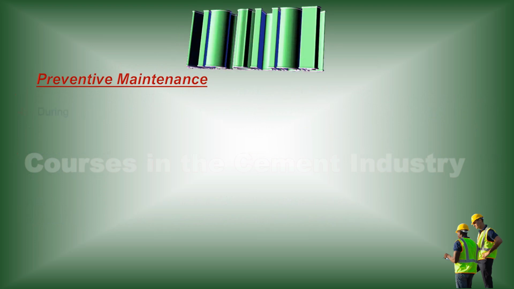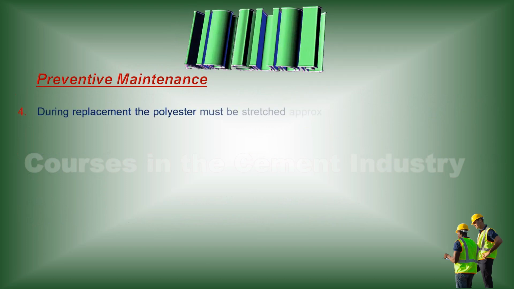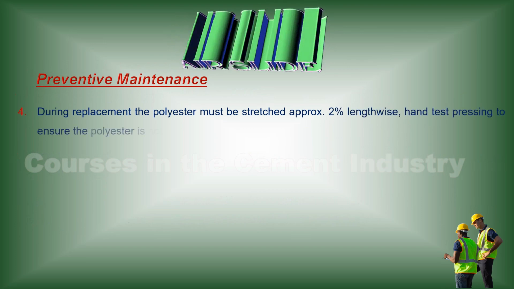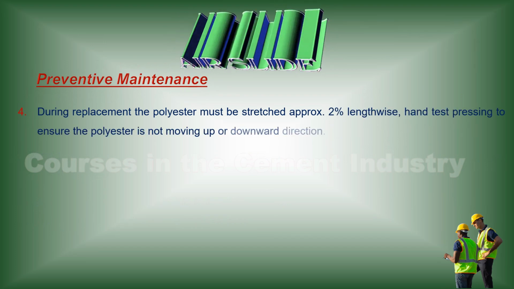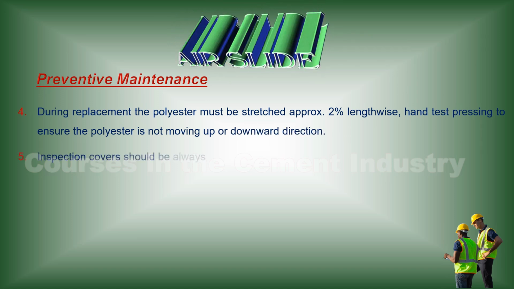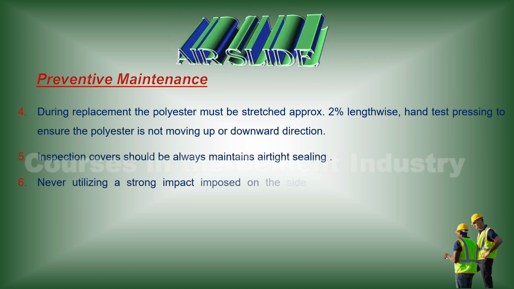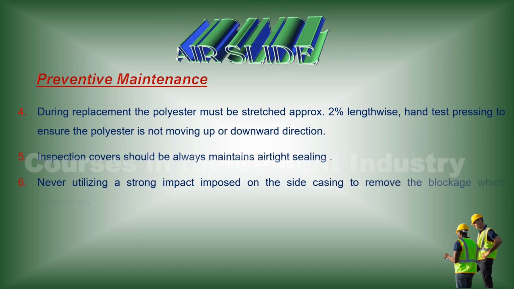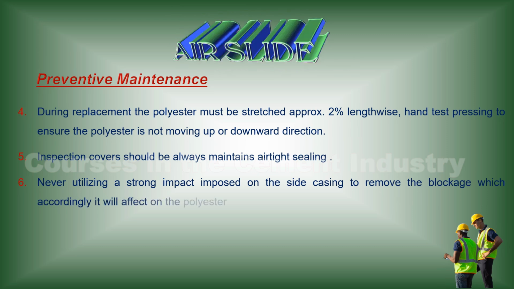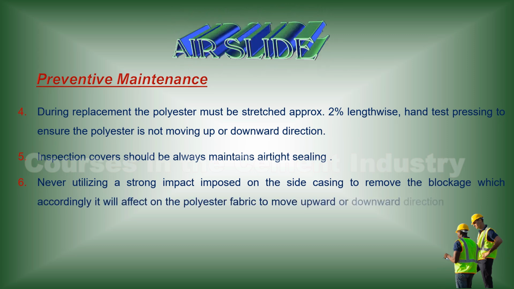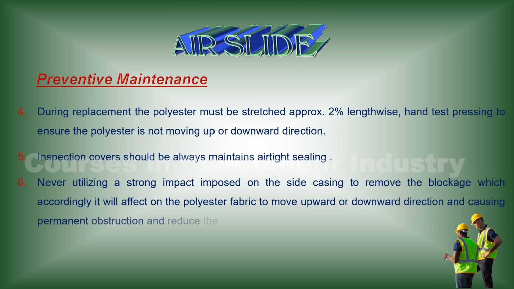4. During replacement, the polyester must be stretched approximately 2% lengthwise, with a hand test pressing to ensure the polyester is not moving in an upward or downward direction. 5. Inspection covers should always maintain airtight sealing. 6. Never use a strong impact on the side casing to remove a blockage, as it will cause the polyester fabric to move upward or downward, causing permanent obstruction and reducing the equipment efficiency.